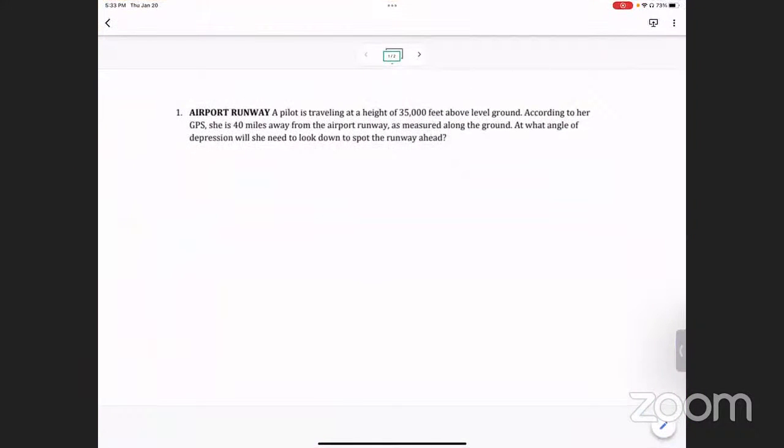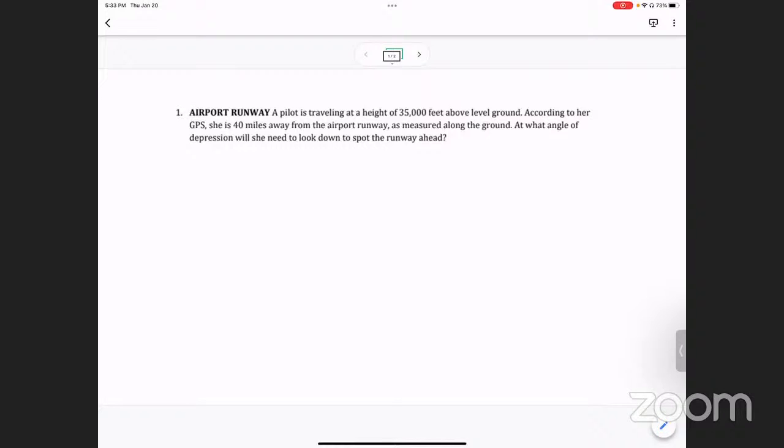All right, so your first question here says, an airport runway. A pilot is traveling at a height of 3,500 feet above level ground. I think they mean ground level. According to her GPS, she is 40 miles away from the airport runway as measured along the ground. What's the angle of depression that she will need to look down to spot the runway ahead?